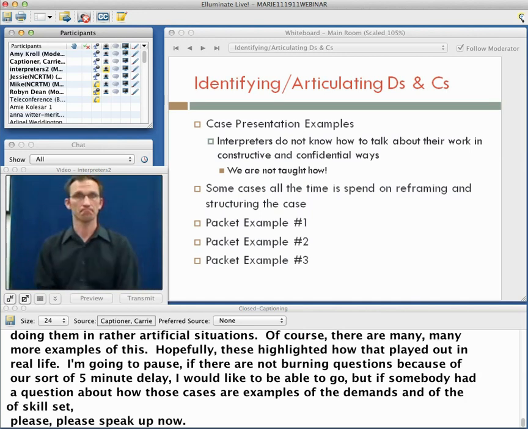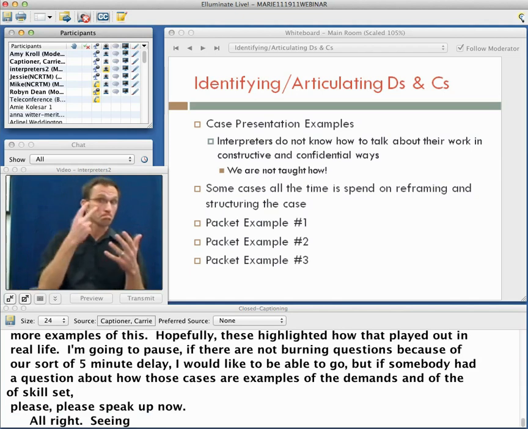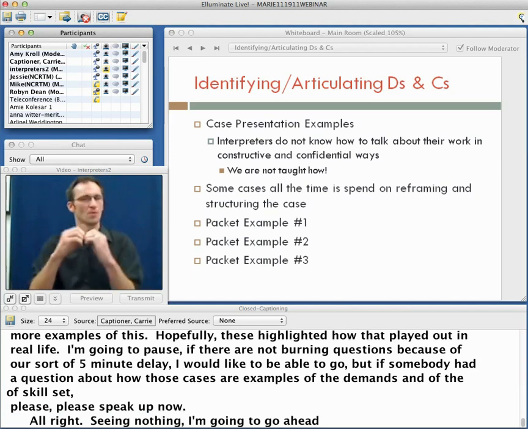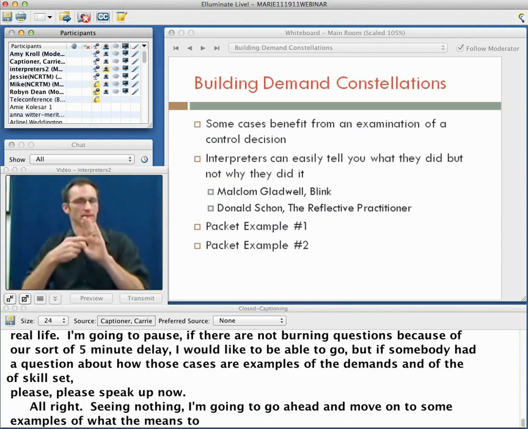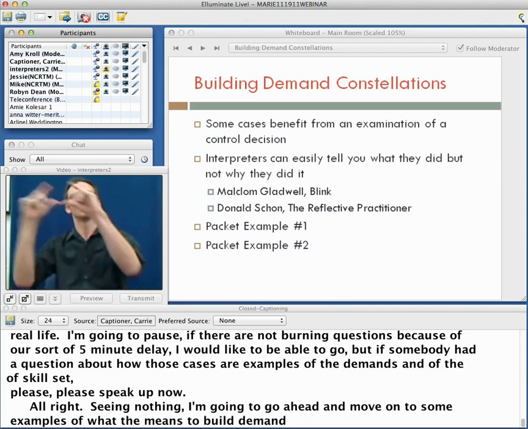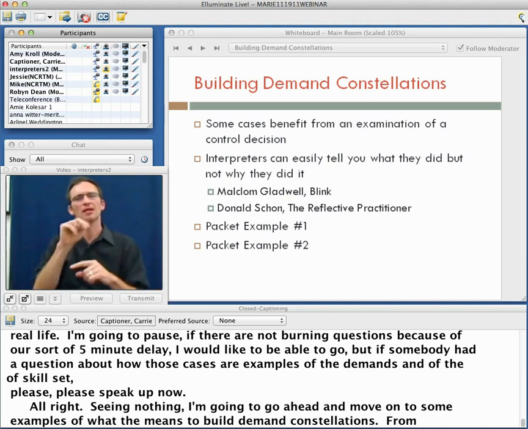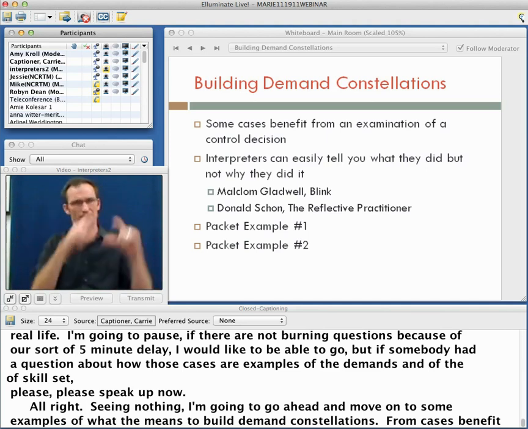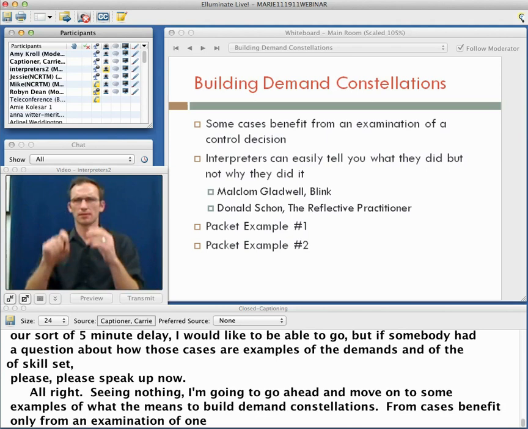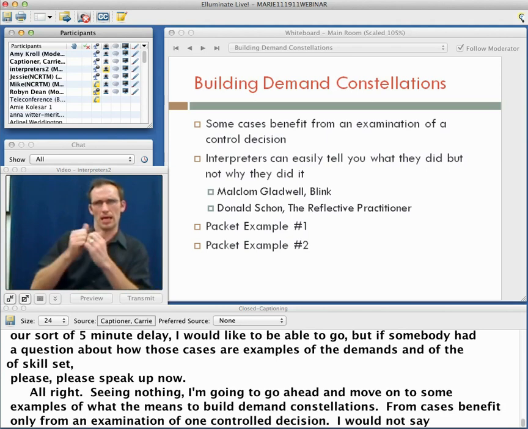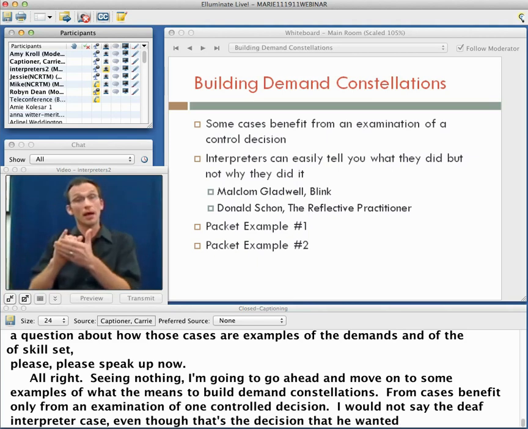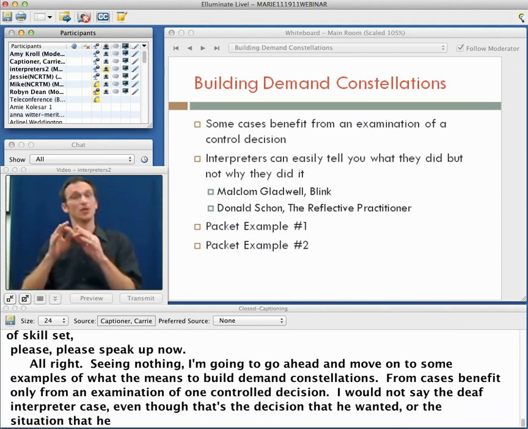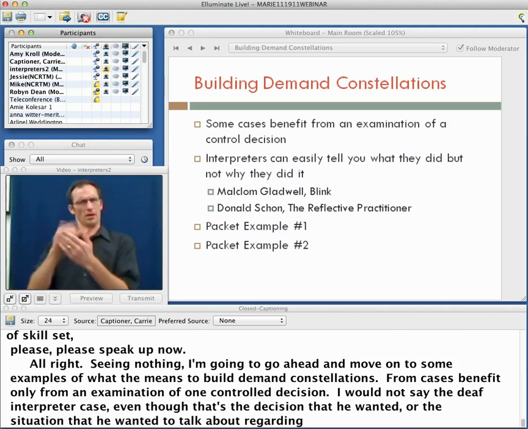All right, and seeing nothing, I'm going to go ahead and move on to some examples of what it means to build demand constellations. Some cases benefit only from an examination of one control decision. I would not say the deaf interpreter case, even though that was the decision he wanted, or the situation he wanted to talk about regarding his desire to look behind him so he didn't get physically hurt.